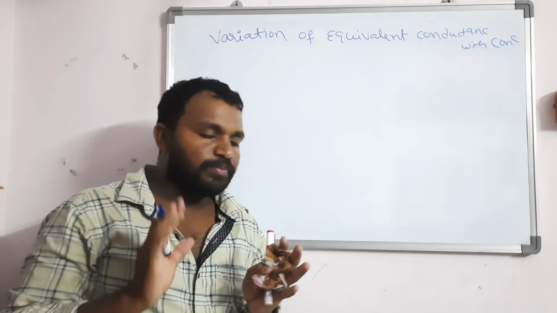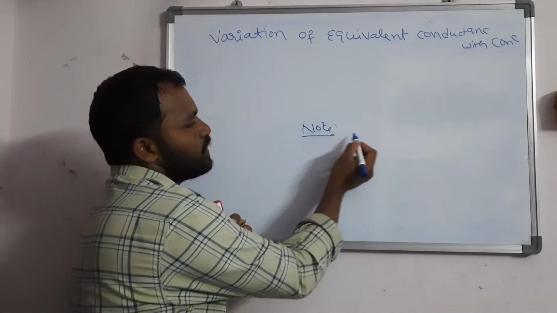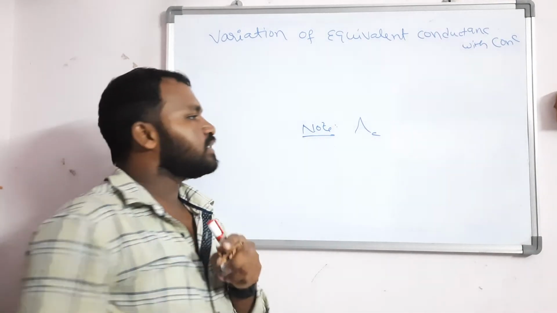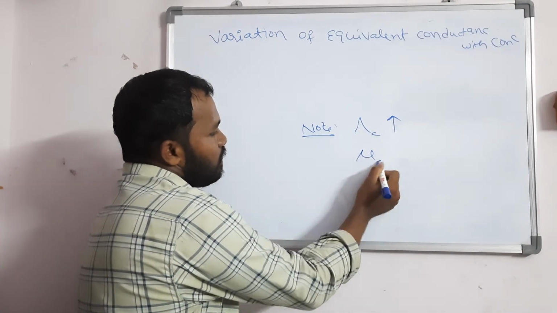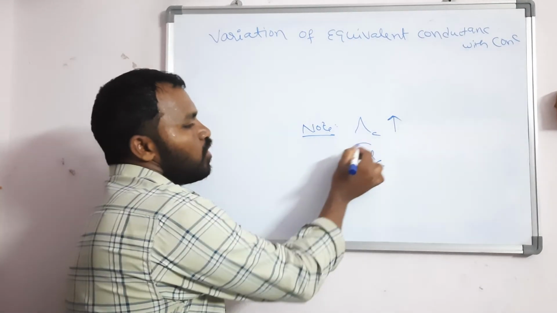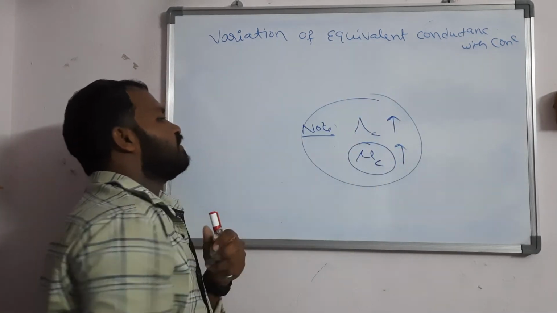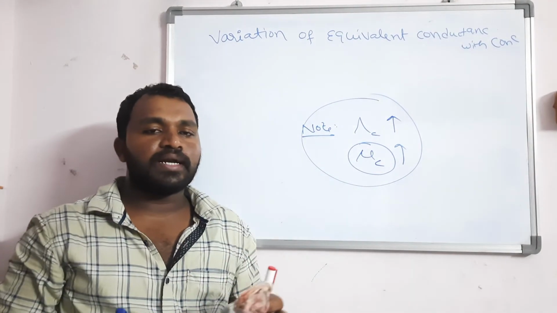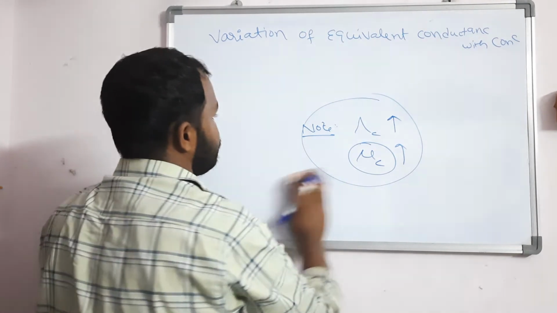For one point I forgot that. So both note lambda C. Lambda C means equivalent conductance increases upon dilution. Same, upon dilution molar conductance also increases. These 2 points you should learn by heart because they are very, very important for the competitive exams. Upon dilution, equivalent conductance increases and molar conductance also increases.